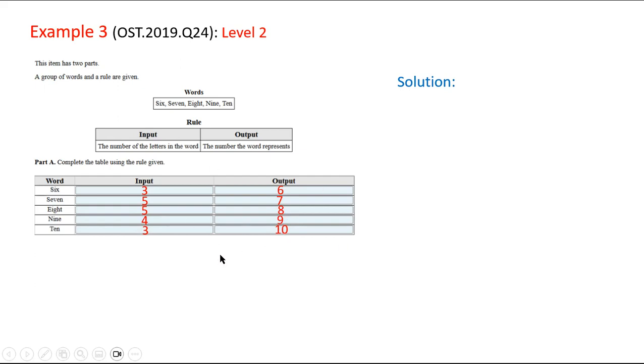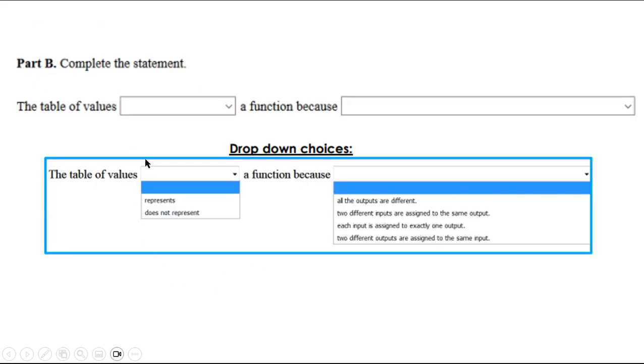Now, in part B, they're going to ask you whether this represents a function or not. You notice this 5 has 2 different outputs, and the 3 also has 2 different outputs. So this is not a function. So they give you this kind of stuff here. You have to say the table of values. They are giving you 2 options: represents, does not represent. So the choice is does not represent a function because 2 different outputs are assigned to the same input.